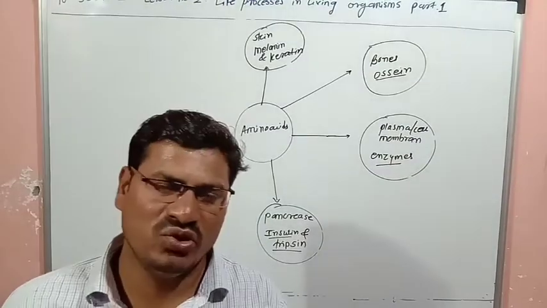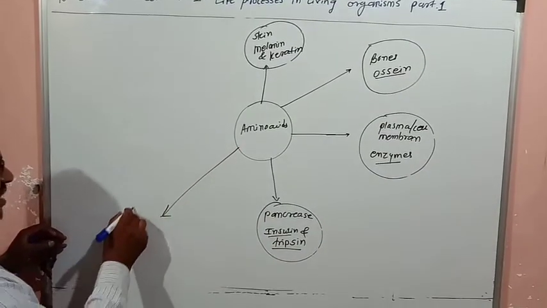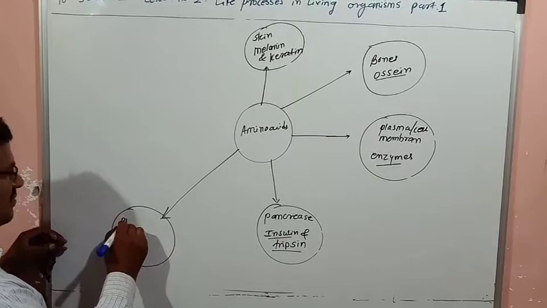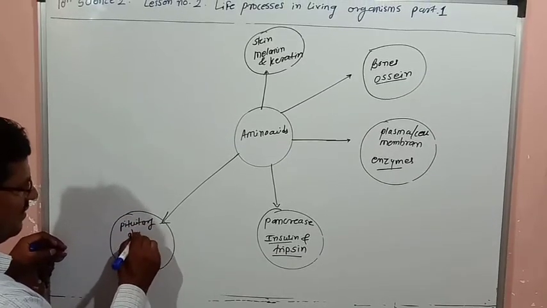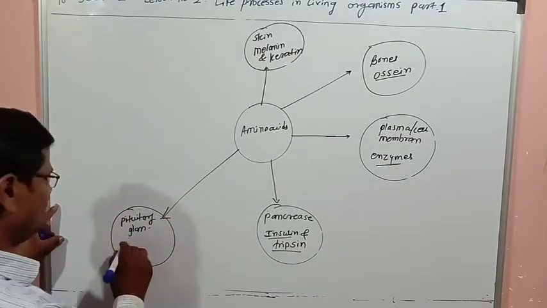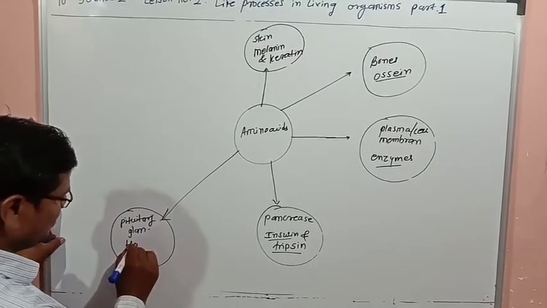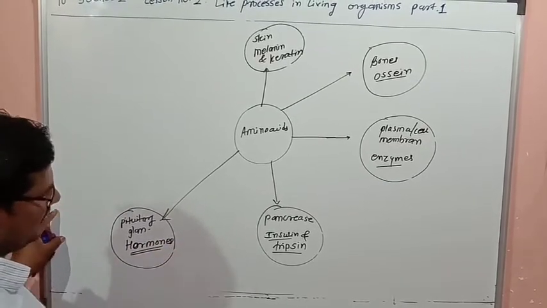Next point is the pituitary gland, also called the master gland. In the pituitary gland different hormones are there, and they contain proteins.